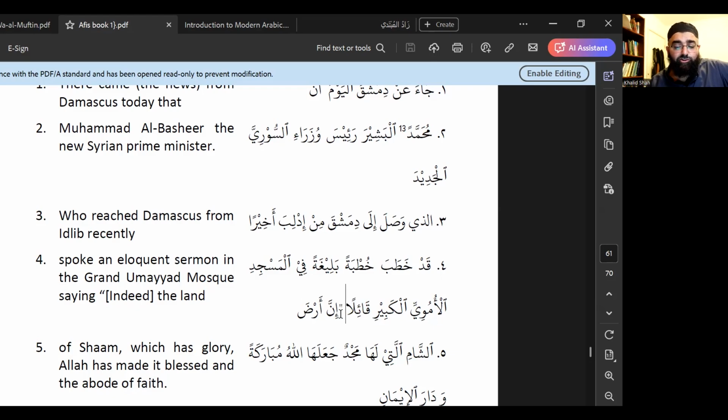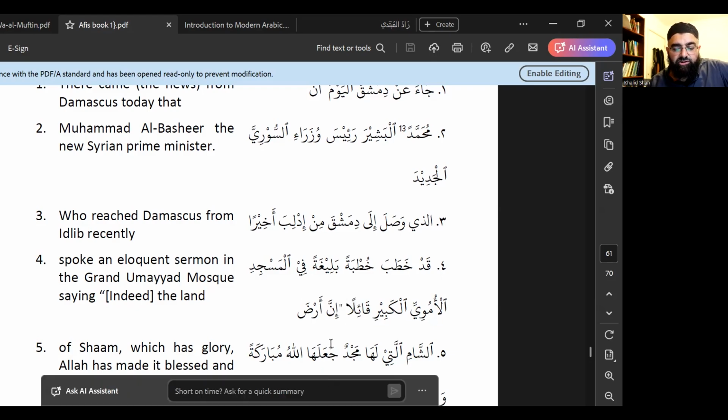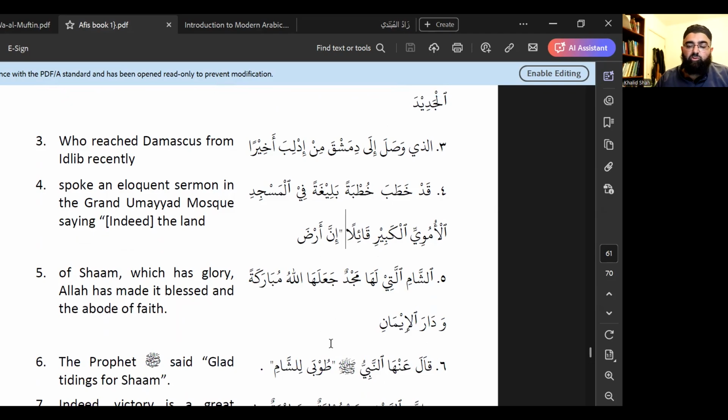Inna arda, and this is actually from his khutbah that I was reading in an article. Inna arda shami allati laha majdun ja'ala mubarak dar al-iman. Inna arda shami, indeed the earth of Sham. I took a bit of poetic license and edited the khutbah a little bit. But indeed the land of Sham, Levant, which is Syria, Lebanon, Palestine, and Jordan. Sham, allati, which, right? Because land is feminine, allati is an ism mawsul, which. Laha, allati laha majdun, that which has majd, has glory, right?